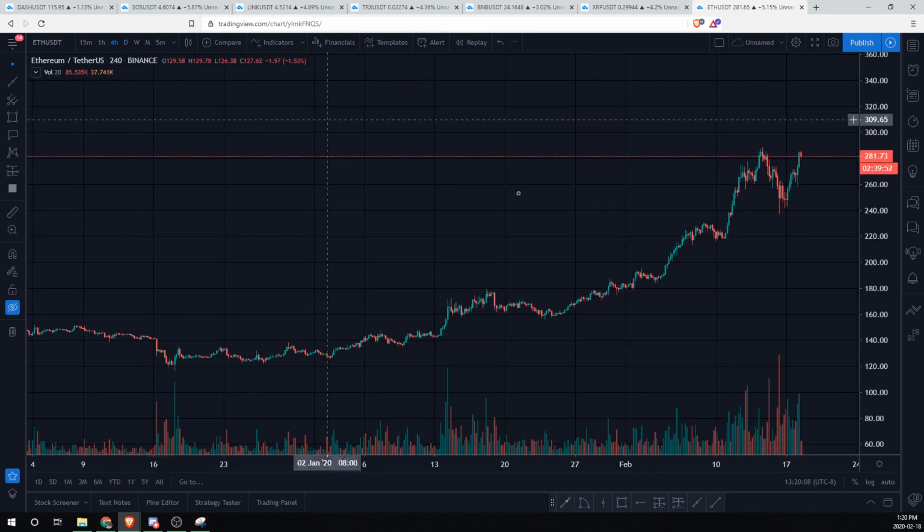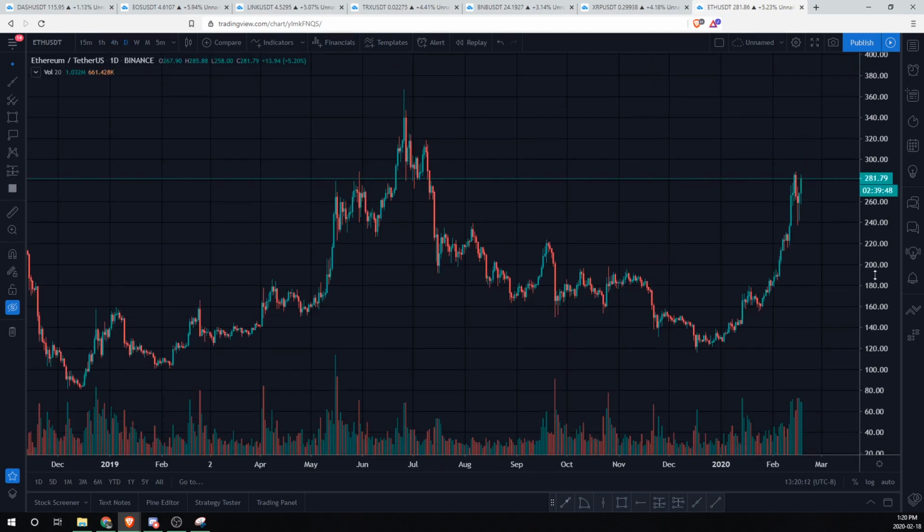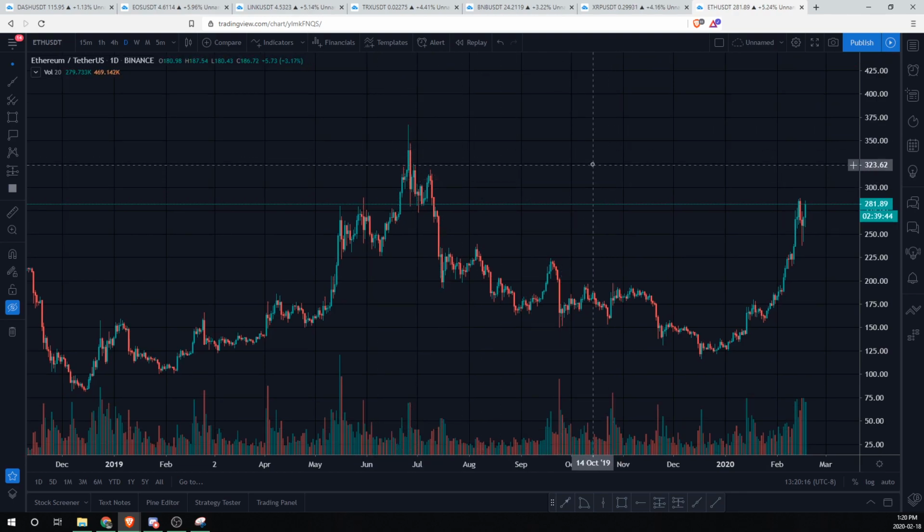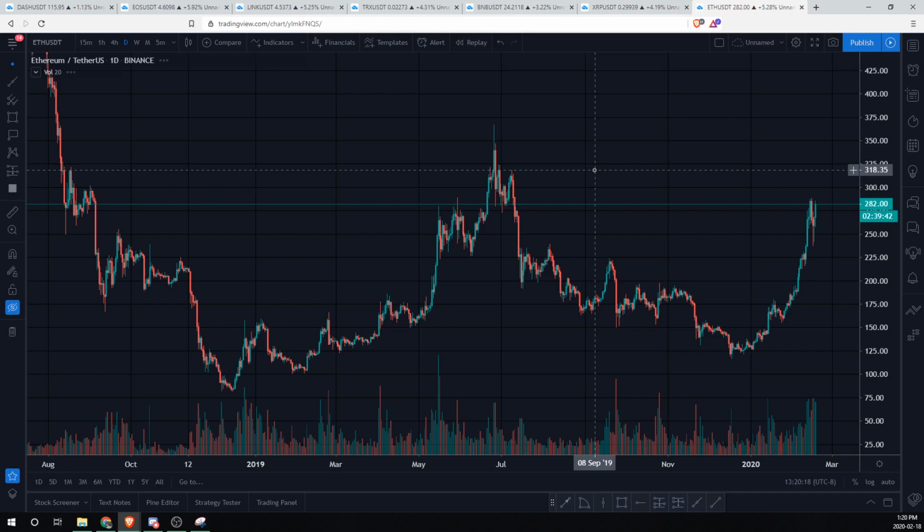I think that's a good idea. But if we are able to break that, that would be a pretty phenomenal move, because then we could be using these highs as resistances, and that would be a pretty significant move for sure. At least the 318 range, that's a very clear, well-respected zone.